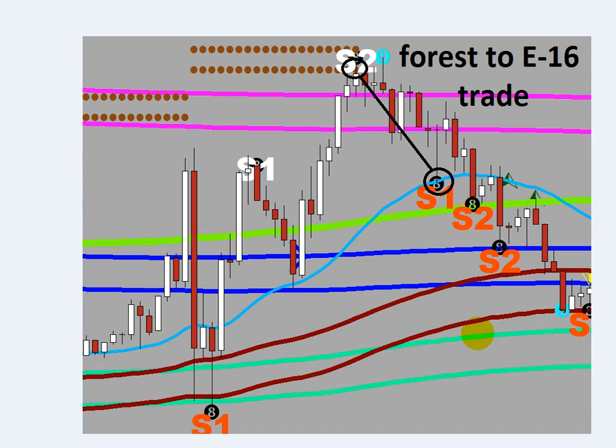I'll show you a few more examples of these forest to E16 trades. Here you can see where the forest meets the candles and you got your E16 hit. So this again, if you had a hedge, a long hedge against shorts, then this is where you're supposed to be covering at least half of it.